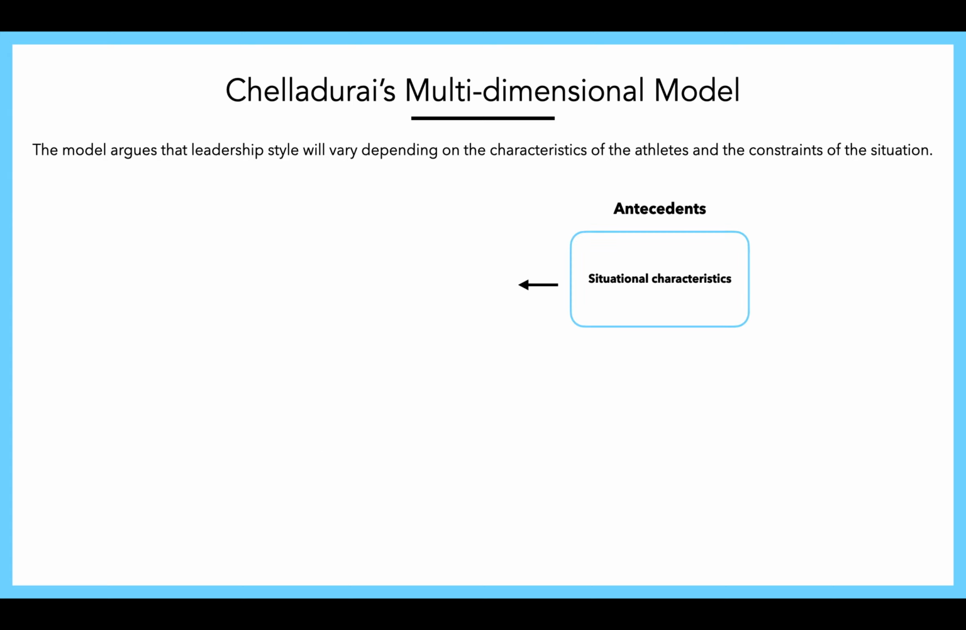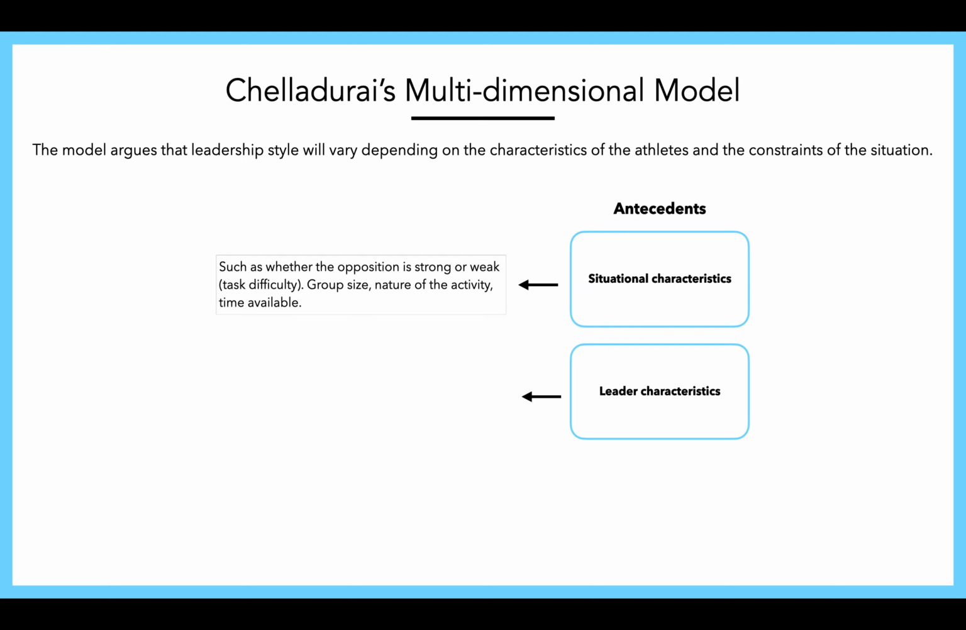So situational characteristics. Now, this is things such as, are you playing strong opposition, weak opposition? So how difficult is the task in hand? What size group have you got? Have you got a group of 5? Have you got a group of 15? What's the nature of the activity? Is it safe? Is it dangerous? Okay, what does it involve? And the time available to complete the activity.